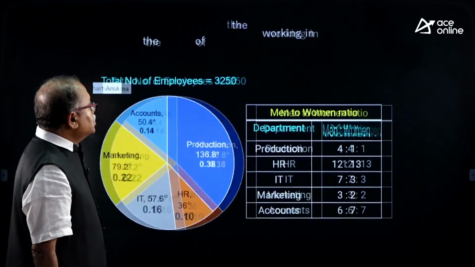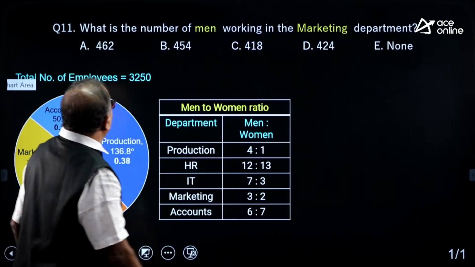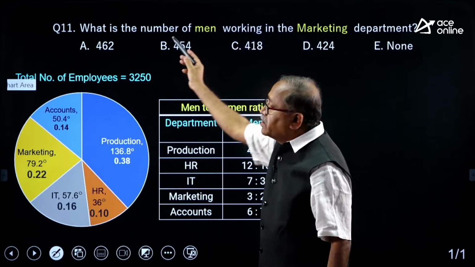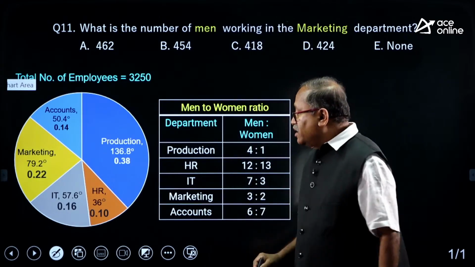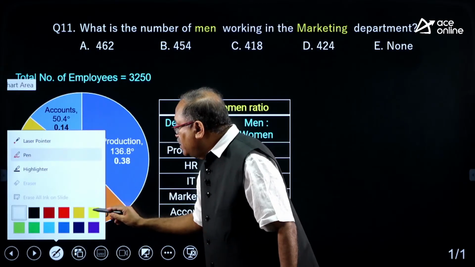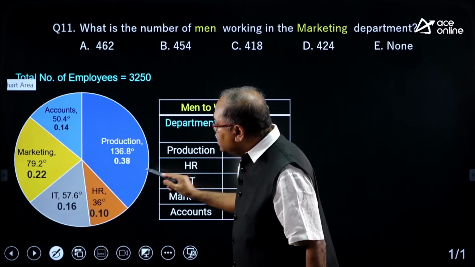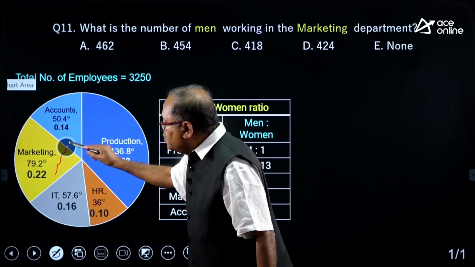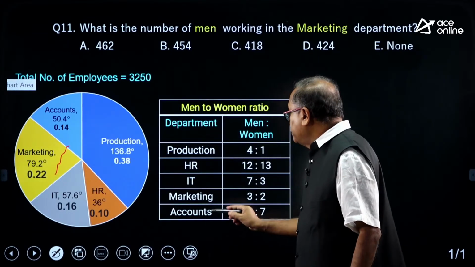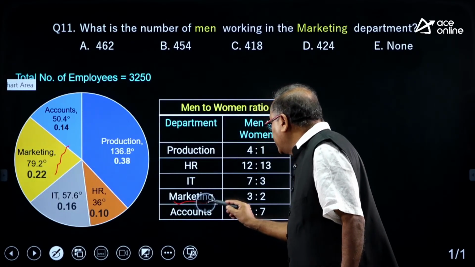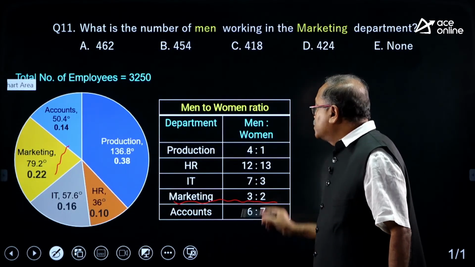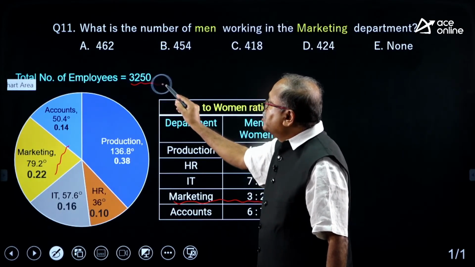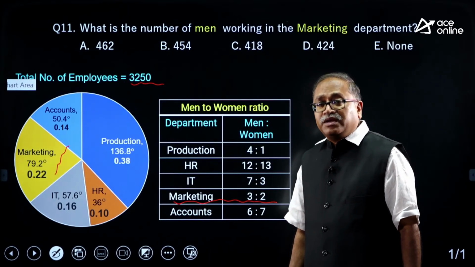Moving on to the question part, my friends. Here is the first question. What is the number of men working in the marketing department? The marketing department is this one, 22%. And in the marketing department, what is the ratio? 3:2, men to women ratio 3:2. What is the total number of people? The total number of people is 3250.